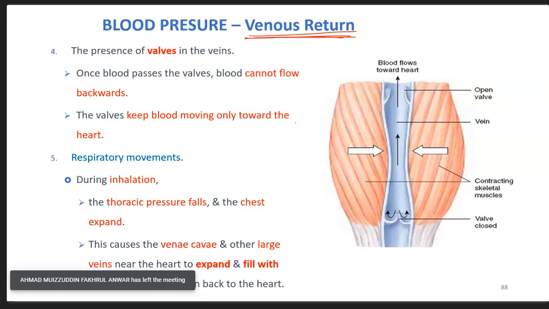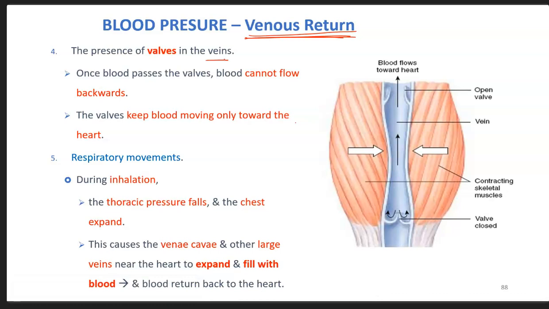So as you know, vein will have valves. So once blood passes the valves, the blood cannot flow backward. So that is the function of valve, to prevent the backflow of blood in the vein, because the blood that flows in the vein flows with low velocity and also low blood pressure. So the valves keep the blood moving forward towards the heart. It allows the blood to return back to the heart.